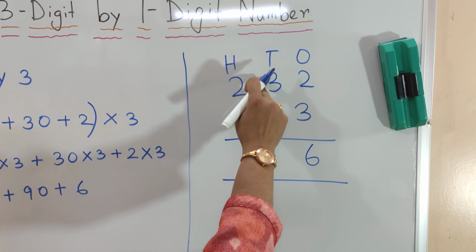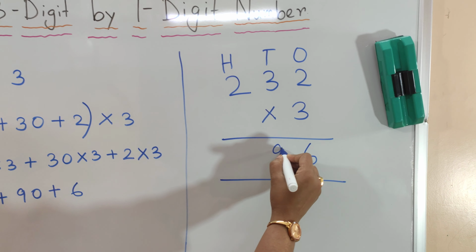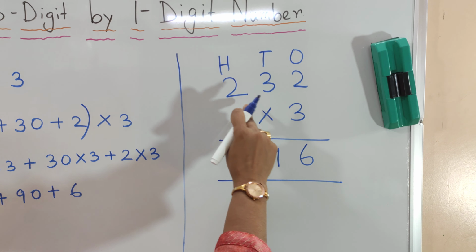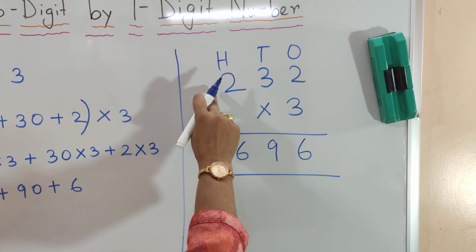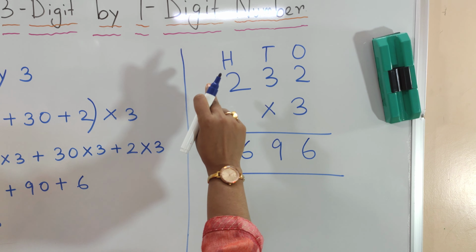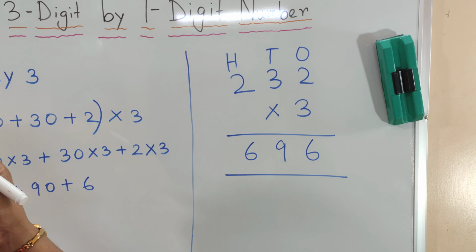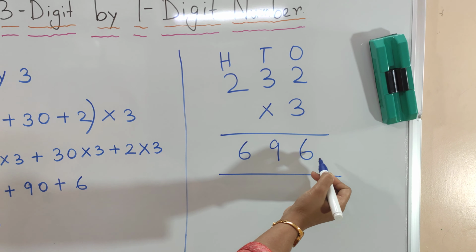So, in ones place, 2 times 3 is 6. Now, the tens place we see 3. 3 times 3 is 9. And 2 times 3 is 6. So, in 100 place, we see 2 times 3, which is equal to 6. When we multiply 232 by 3 using the short method, we get the answer 696.